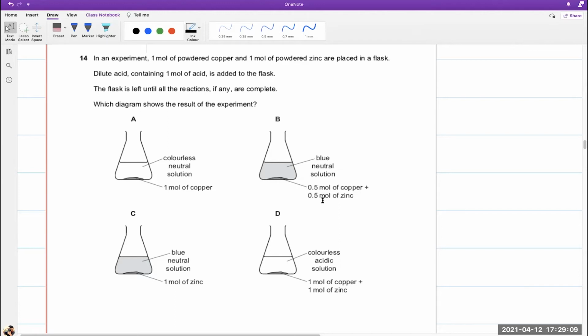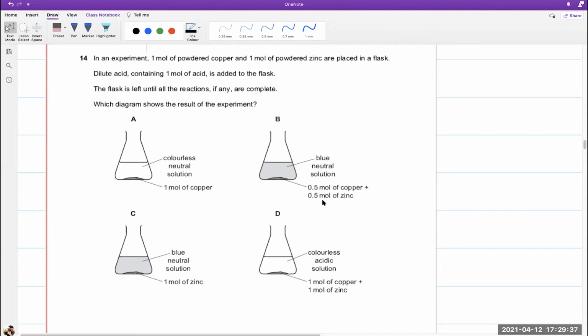So what's going to happen? We're going to get a solution of zinc salt. And if it is left for a really, really long time, zinc is going to replace all the hydrogen ions, and we're going to get a neutral salt dissolved in water. So we won't have any color for it as well because it's not a transition metal. And copper will not change at all.